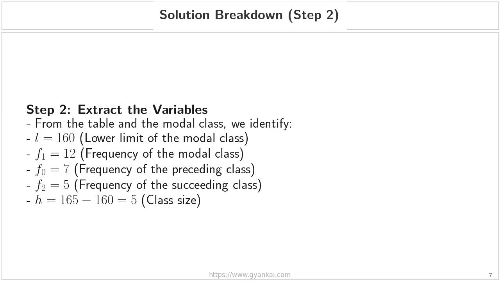Finally, we calculate H, the class size. To find this, we take the difference between the upper and lower limits of our interval, so 165 minus 160, which gives us a class size of 5. Once we have these 5 pieces of data ready, we will be prepared to move to the next slide and substitute them into our main formula.